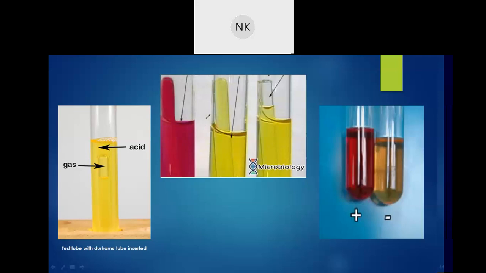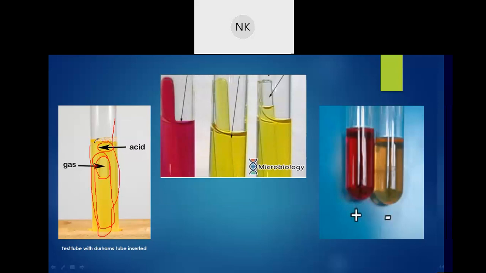So here, this is what is called the Durham's tube, the small tube which is kept inserted in the normal test tube. This is the normal test tube with the broth, and this is the gas here. This bubble, whatever is there, this is the gas. And here it is showing that it is acid.